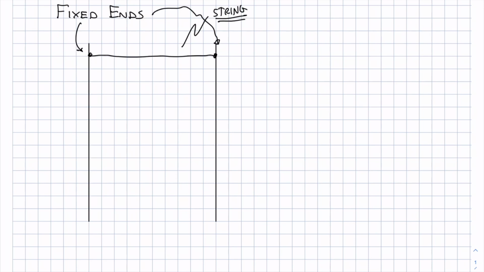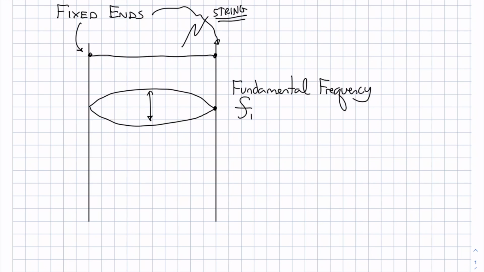So if I get that string vibrating, or I pluck it, if I get it vibrating at just the right frequency, I get that pattern like we saw in the video, where basically the string oscillates back and forth and creates one bump. This is what happens at the fundamental frequency. We call that F1, and we will refer to that as n equals 1.